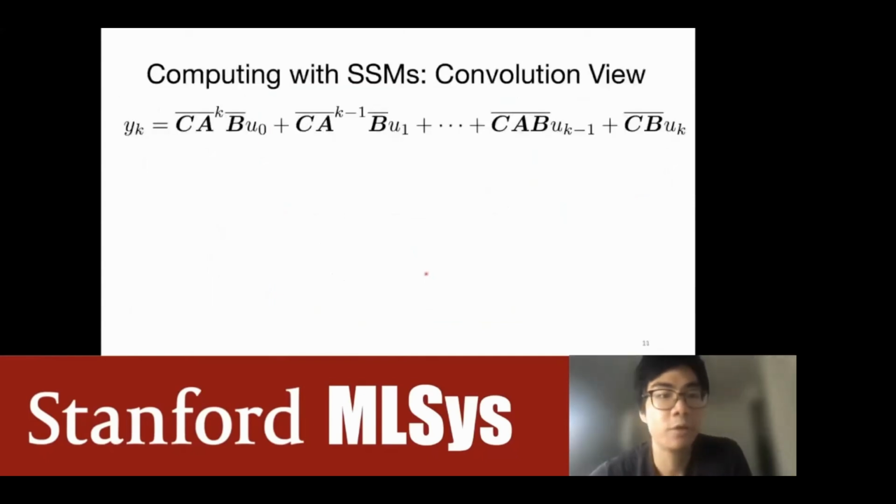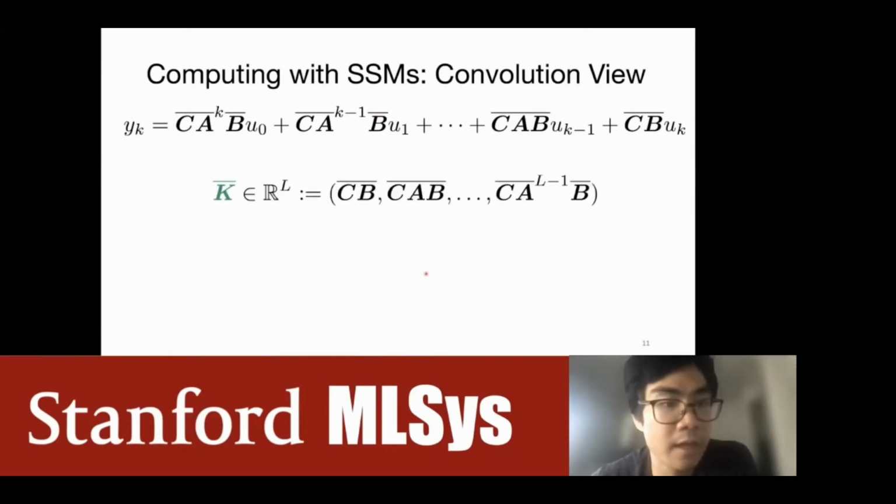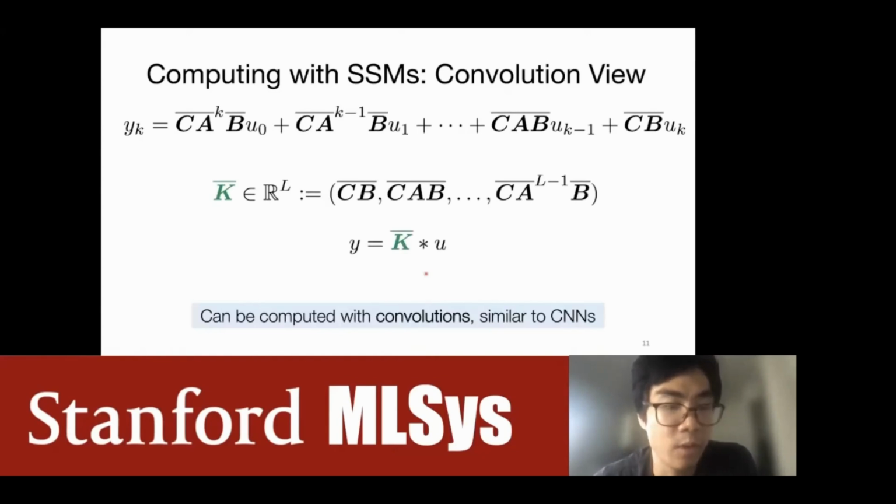Now, the final view is the convolutional view. And the main idea here is that because it's a simple linear recurrence, you can actually unroll it in closed form. So here, remember again, the inputs are sequence u and the outputs are a sequence y. And it turns out you can just unroll this recurrence by hand and derive a closed formula for the output in terms of the input. And then by collecting certain coefficients into a representation that we call k bar, it turns out that the entire output vector y is a simple convolution of the input vector u.